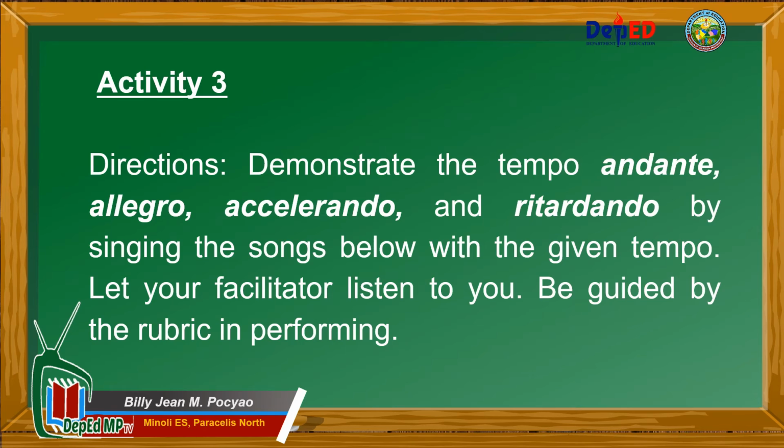Activity 3 has also the following directions. Demonstrate the tempo andante, allegro, accelerando, and retardando by singing the songs below with the given tempo. Let your facilitator listen to you. Be guided by the rubric in performing.